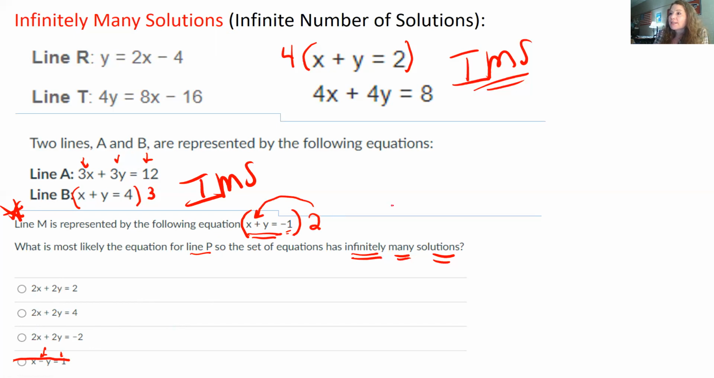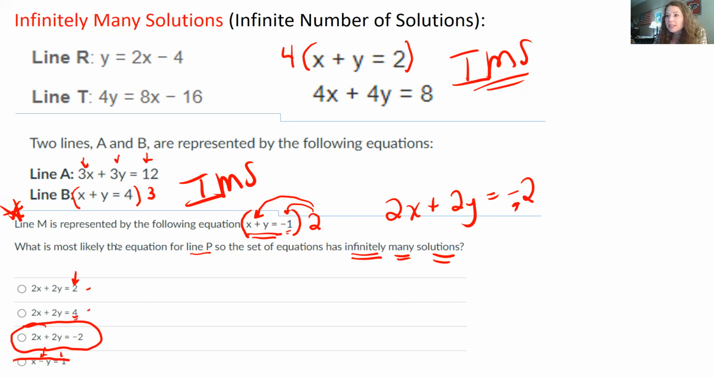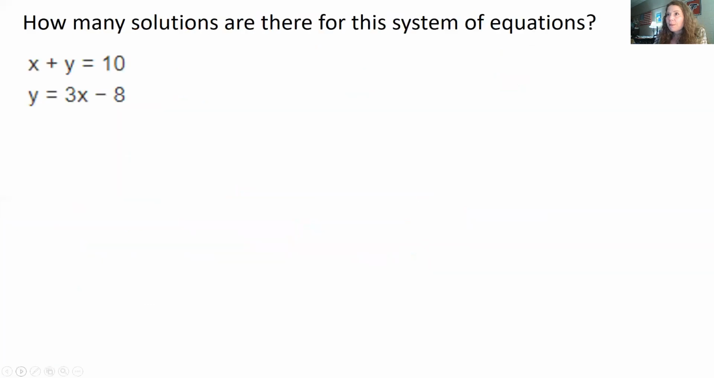So what's 2x? 2 times x is 2x. I just said it. What's 2 times y? Positive 2y. And what's 2 times negative 1? Negative 2. So do you see that on that list? Yep. It's letter C. These two are close, right? But no cigar. Here's a positive 2. We got negative 2. This one's a 4. And we didn't get 4 at all. So I hope that this is making sense to you guys.